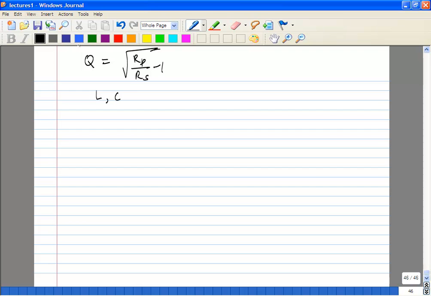So the main problem here is, how many degrees of freedom do you have? You have 2 degrees of freedom, L and C, right? But how many things do you want to set? You want to set Rp over Rs, you want to set omega naught, and you want to set Q, right? So that's an obvious problem. Okay? So now we'll move on to the next kind of match, which, yes?